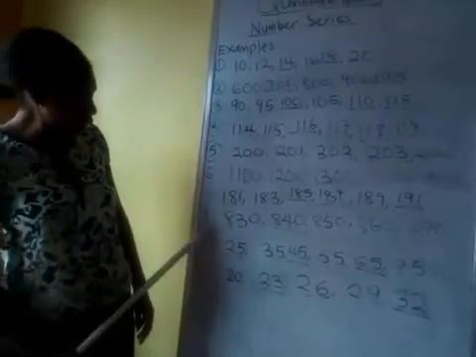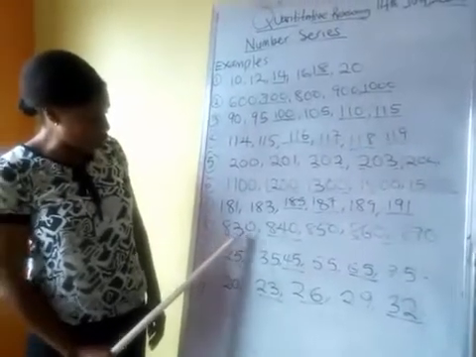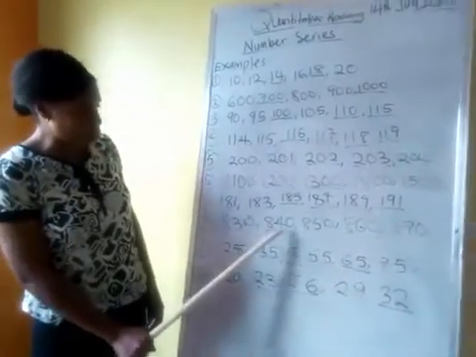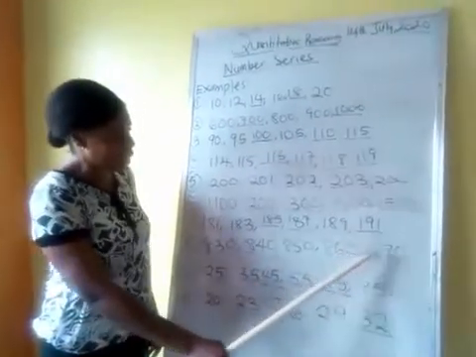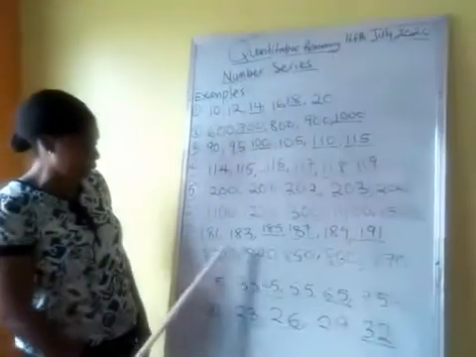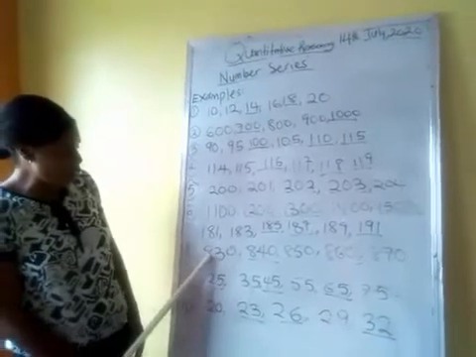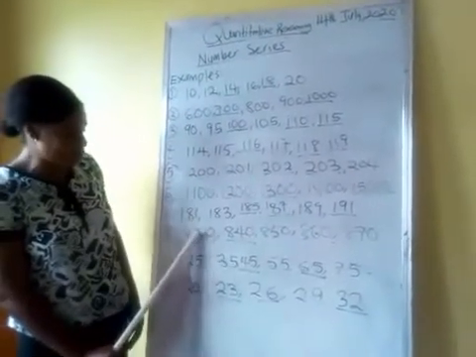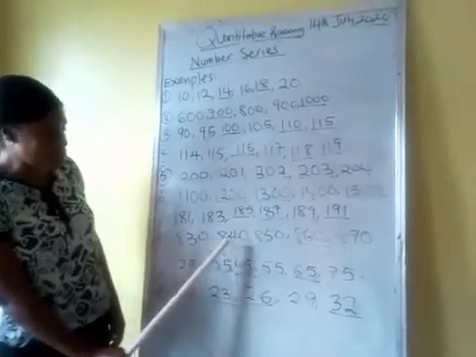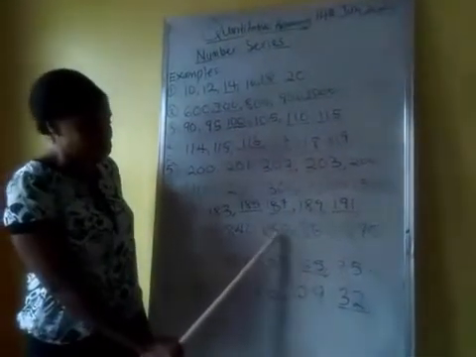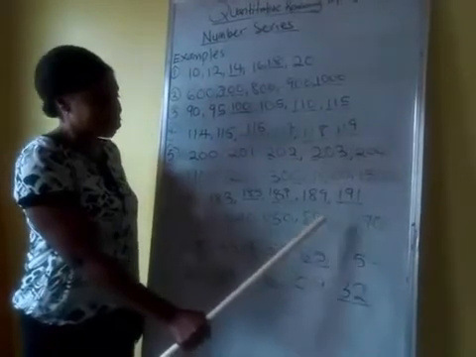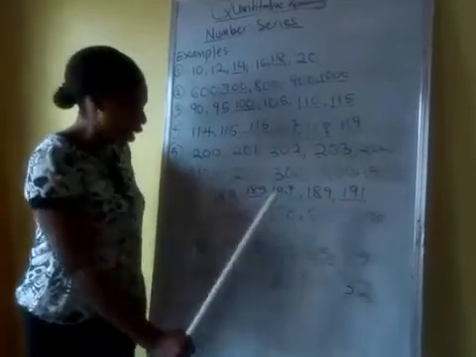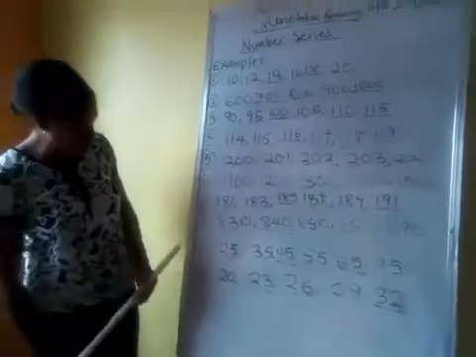Now, the next one is 830, 840, 850, 860, 870. Now, what number are we adding to get the next one? 830 plus 10 gives you 840. 840 plus 10 gives you 850. 850 plus 10 gives you 860. 860 plus 10 gives you 870. Now let's go to the next one.